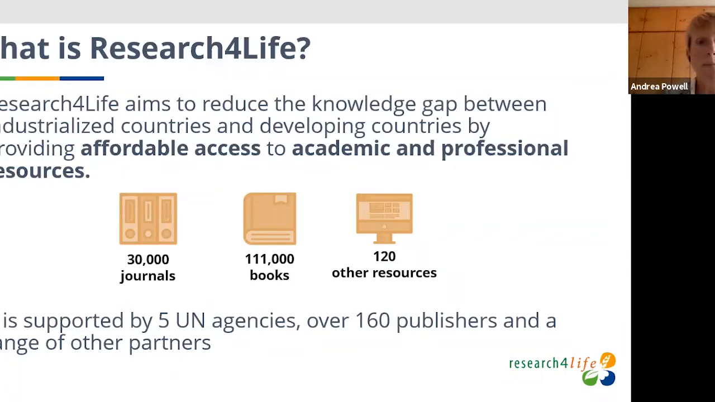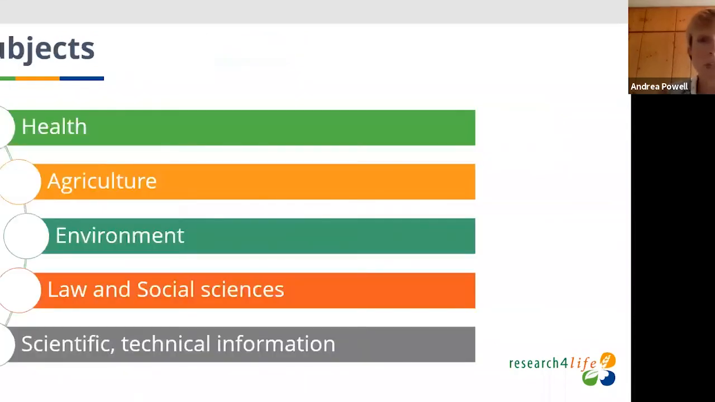Research for Life is supported by 5 different UN agencies, over 160 different publisher partners, and a range of other partners from the library world and the technology community. Research for Life covers pretty much every research discipline you can think of, and its scope is expanding all the time. Historically, these subjects on the screen in front of you, health, agriculture, environment, law and social sciences, scientific and technical information have been our core programs, but we are now adding content across the spectrum.